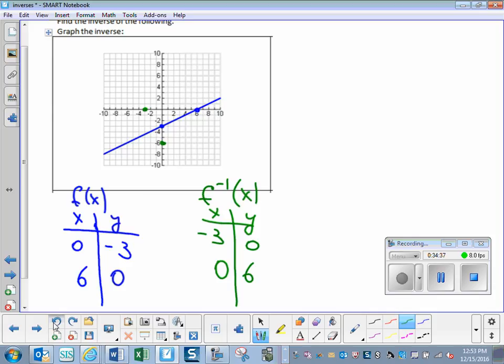No, not right there. There's something wrong. Here. Right? And then I just connect those lines. That's all I need to do. Not perfect, but close enough. So this is my inverse function.